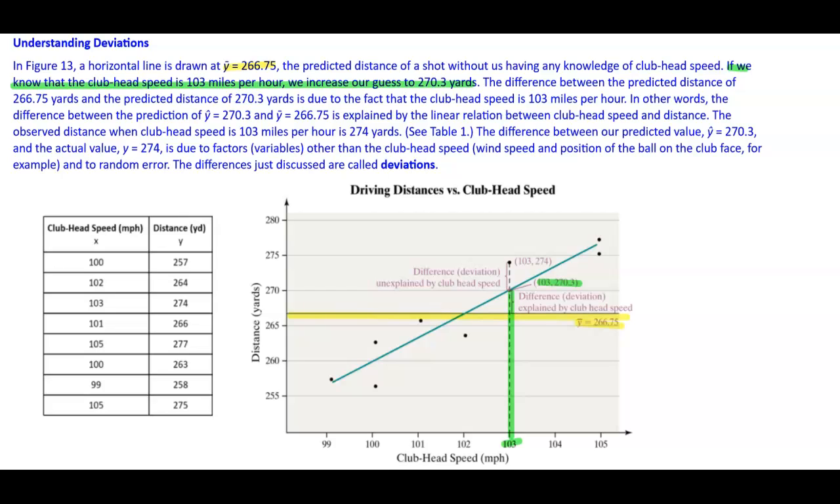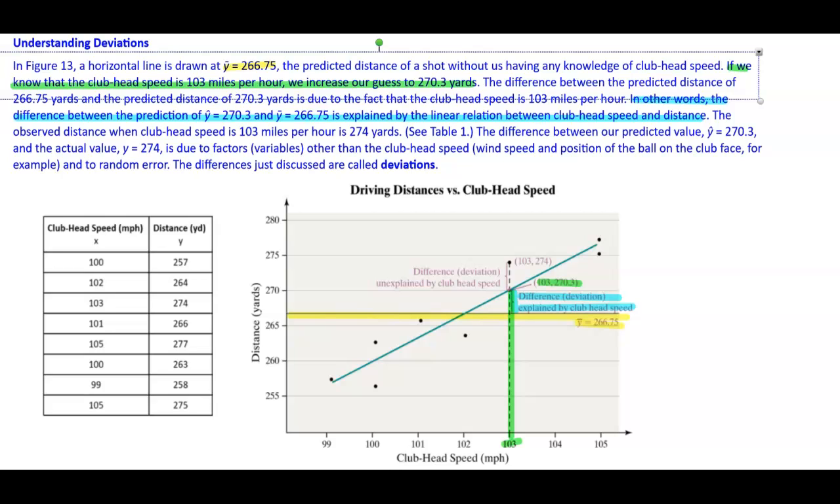So in other words, the difference between the prediction of y hat, which is equal to 270.3, and the mean value of 266.75 is explained by the linear relation between club head speed and distance. So here we're saying that the difference between the prediction of those two values is explained by the linear relation between club head speed and distance. So that means this is what we're talking about right here. This is the difference, deviation, explained by the club head speed.